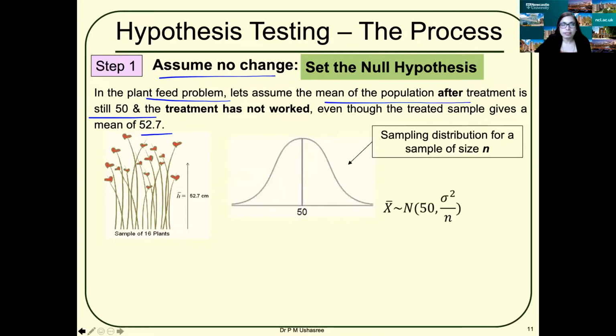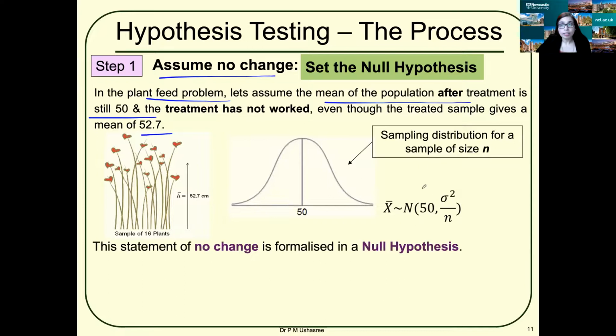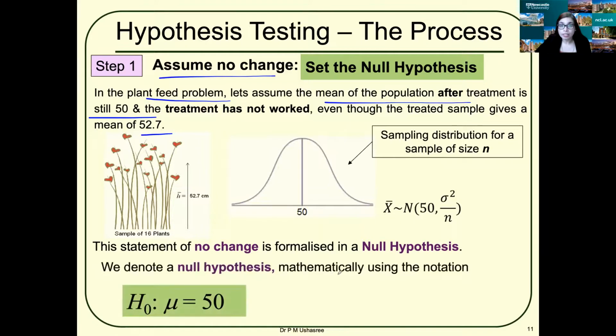Then that is how we state our sampling distribution. We denote the null hypothesis mathematically using this notation. That is, for the null hypothesis, the population mean is 50.